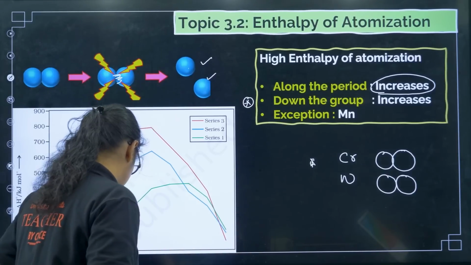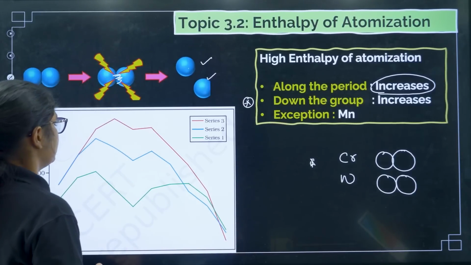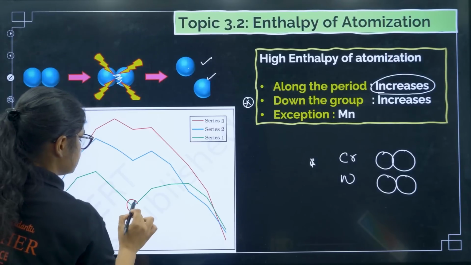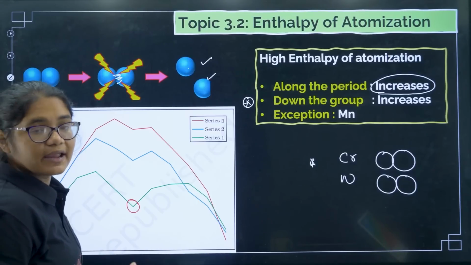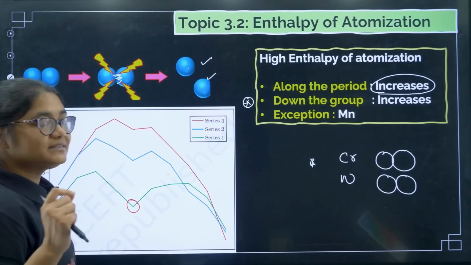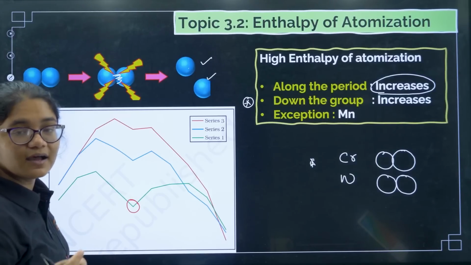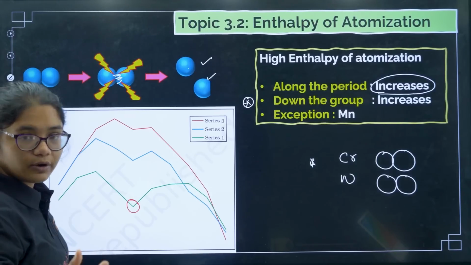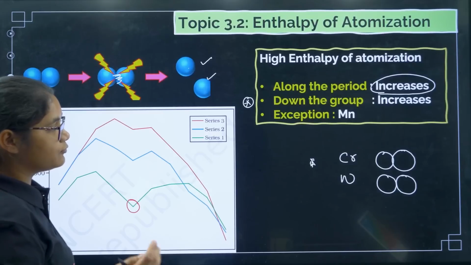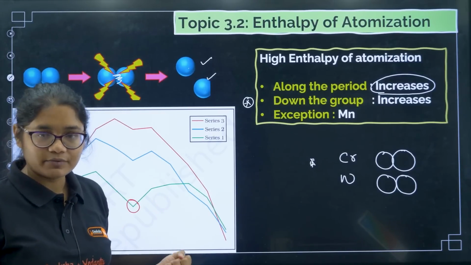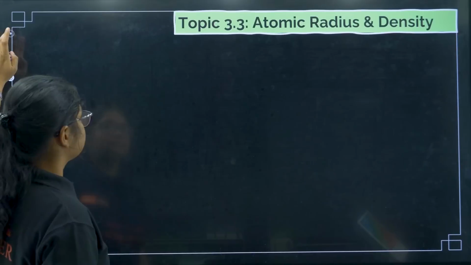And here also we can find an exception. You can see that along the period we are moving, but here the enthalpy of atomization for manganese has decreased. Again, what is the reason here? Because of its stable electronic configuration, it does not participate in the intermetallic bonding, or the intermolecular forces between 2 manganese atoms are very weak, so easily we can separate them, right? So that is the reason here.